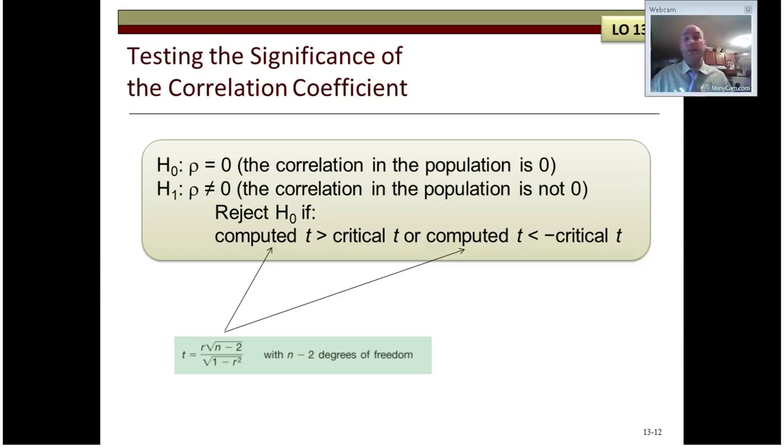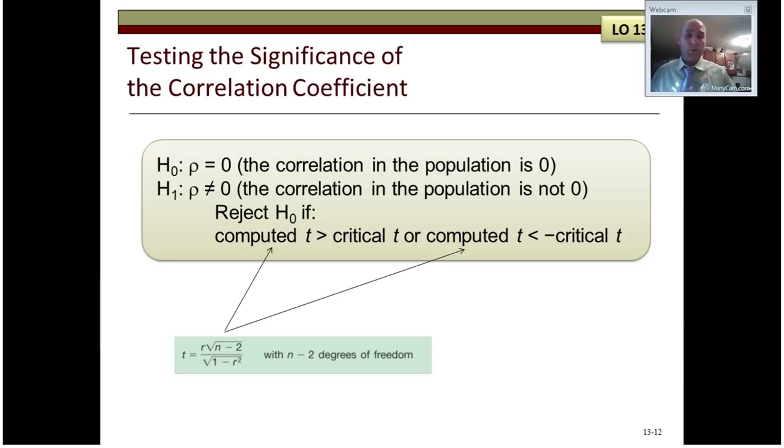We can do this directionally too. We can say, is rho greater than 0 or less than or equal to 0? Perhaps we're only concerned whether or not this is a positive correlation, so we make a directional hypothesis. This can be done directionally or non-directionally. In the null hypothesis, as it is for anything, whether it's equal, greater than or equal to, less than or equal to, equality is always in the null, and inequality, whether it's less than, greater than, or not equal to, that's always in the alternate hypothesis.